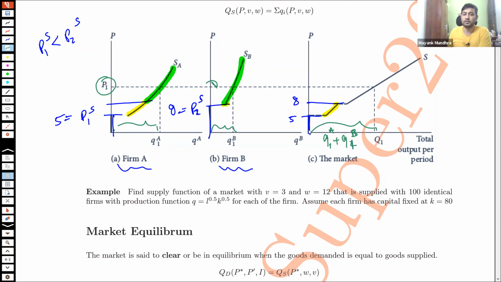Okay, firms are A and B. So the total quantity supplied will now be the horizontal summation of these curves. So it will look like this. In the end, what you have is a very discontinuous supply curve. So the actual supply curve looks like this, this, and this. It is discontinuous at multiple points. The number of discontinuities will depend on what the shutdown prices of these firms are.